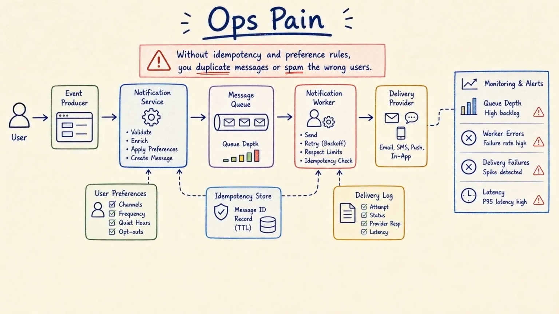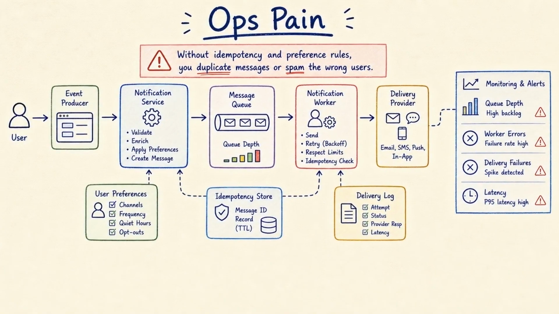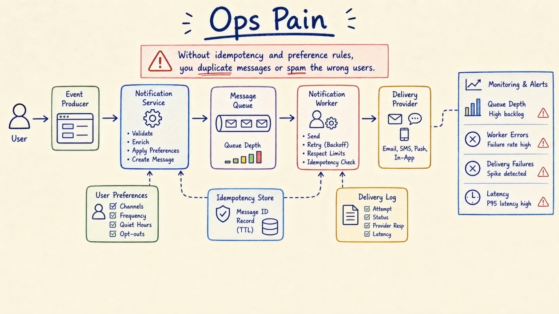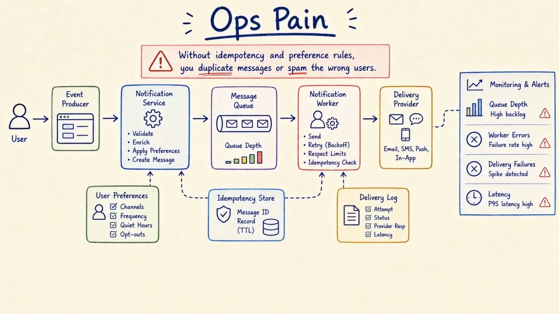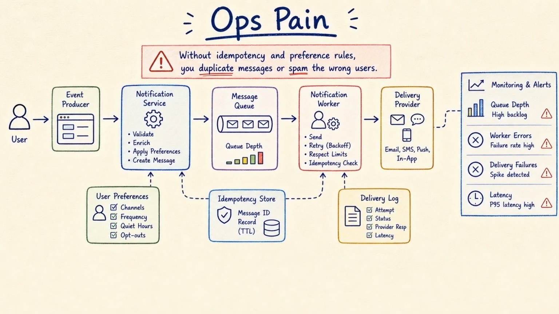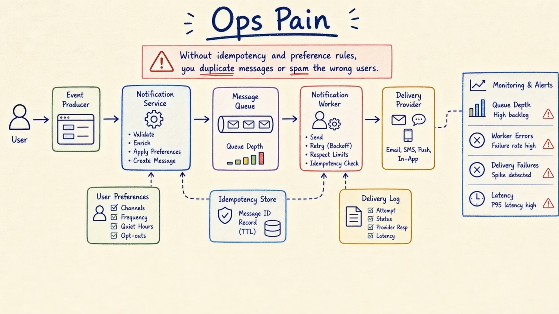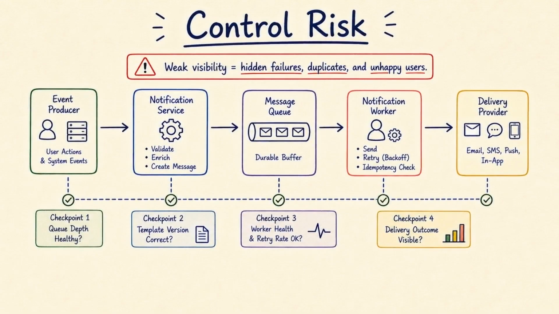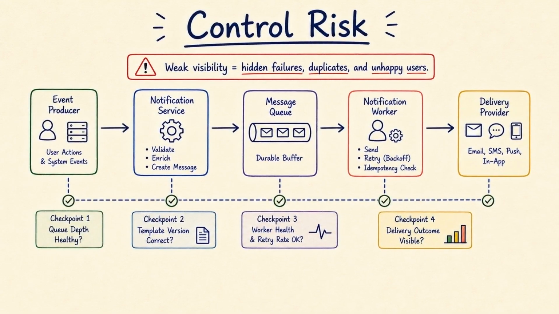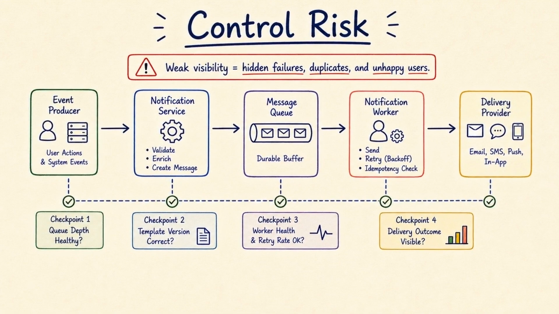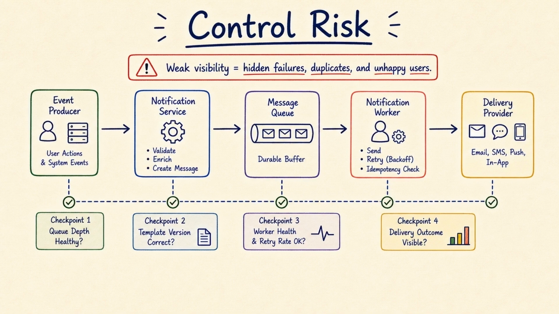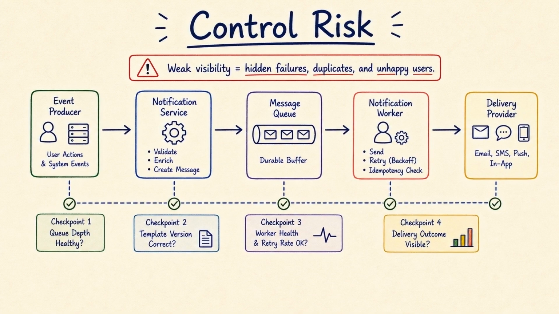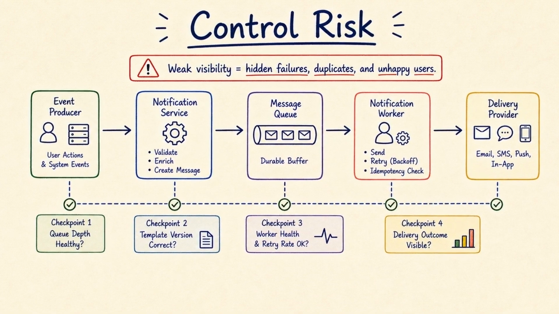Then operations gets involved. If the design cannot be observed, rolled out, and recovered safely, the system is already too expensive to own. In this topic that pain looks like this: without idempotency and preference rules, you duplicate messages or spam the wrong users. And then comes the part junior diagrams almost always skip. Operational visibility is weak unless you can inspect queue depth, template versions, and delivery outcomes. That is where production-grade thinking separates itself from feature demo thinking.